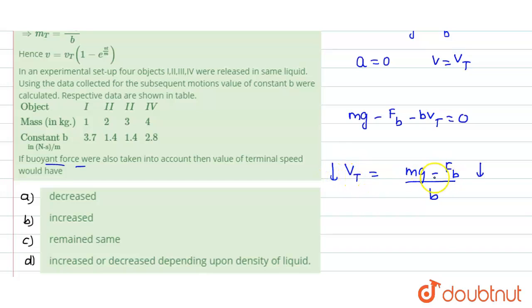It is clear from this expression, we are using a negative term here. It would be negative, so that means the numerator would be decreased. Therefore, terminal velocity would be decreased. So A would be the correct option. Hope you understood this solution.